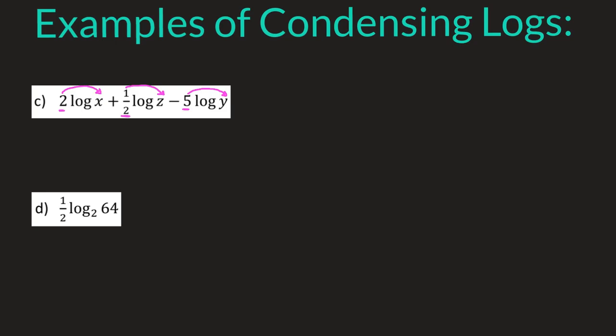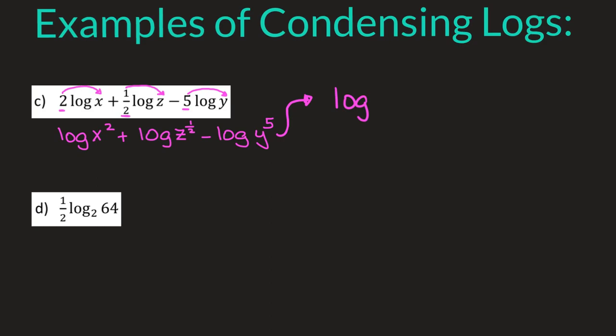So right now we have log of x squared, and then we're just going to bring down the plus for now. Then we are going to have a log of z to the 1/2 power minus log y to the 5th power. So let's go ahead and take our parts and start condensing it, and then if we need to make changes, we can do that along the way. So we're going to write the word log out front. Remember, none of these have bases written, so they're understood to be a 10.